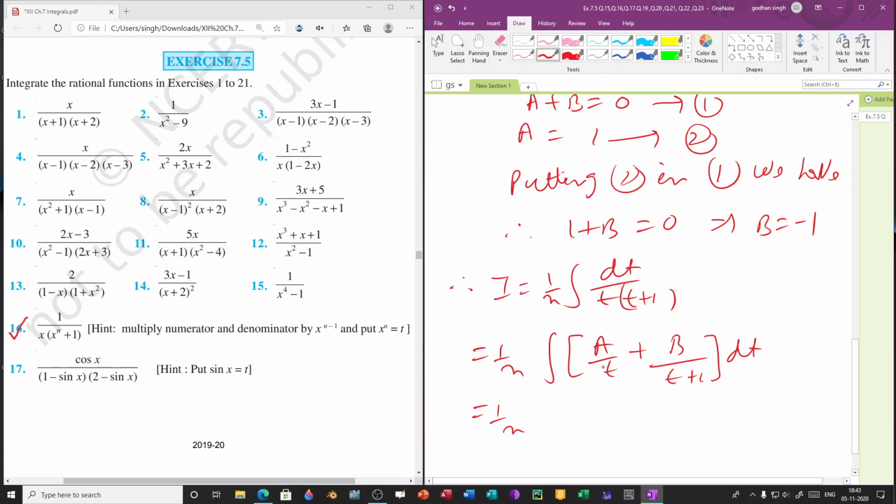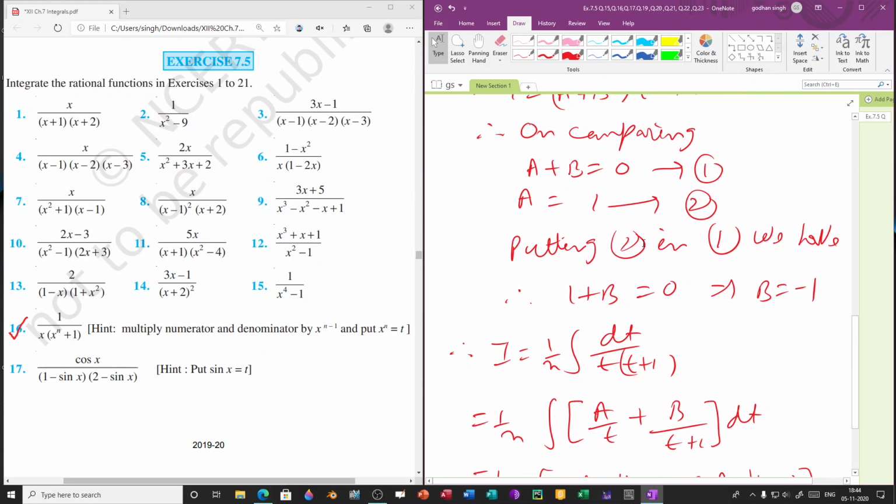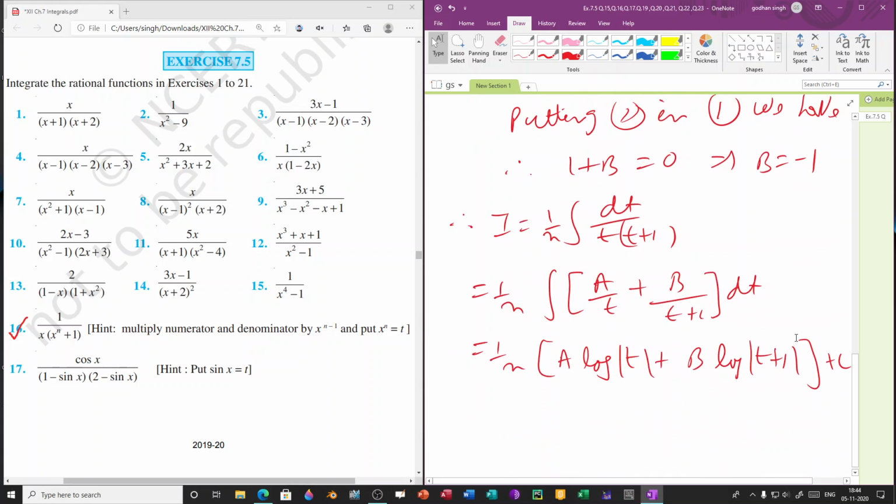This will give us 1 by n. If we integrate this, we'll be getting a log t plus b log t plus 1, modulus will come, plus c. And now let us put the value of a and b. So what is the value of a? A is 1 and b is minus 1.